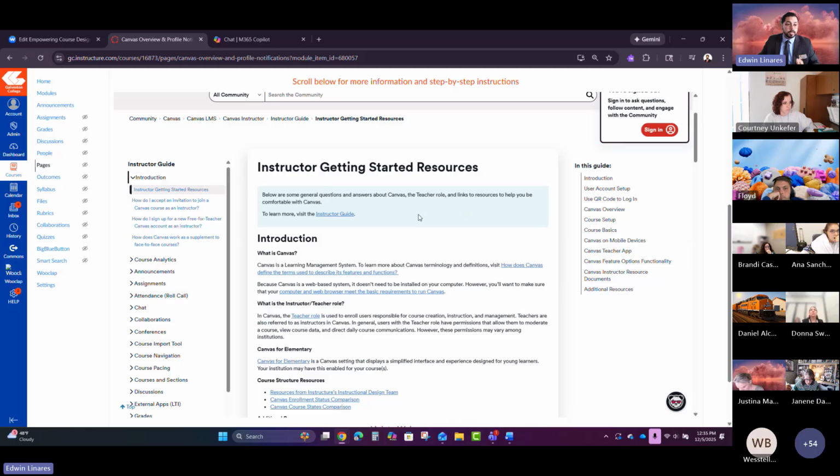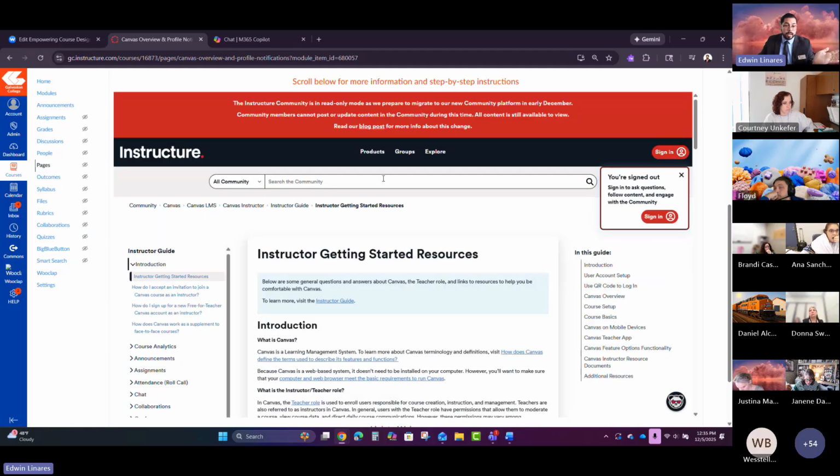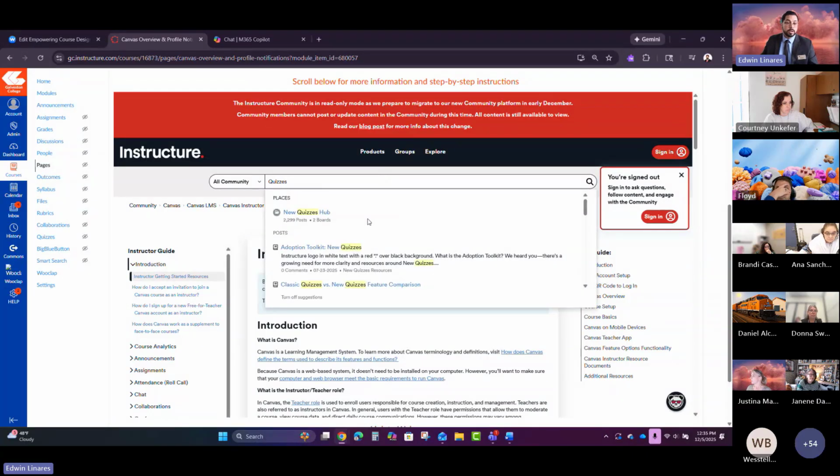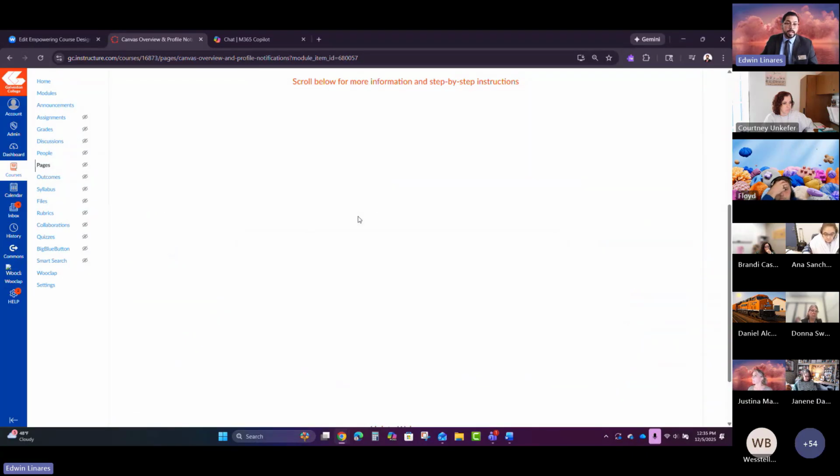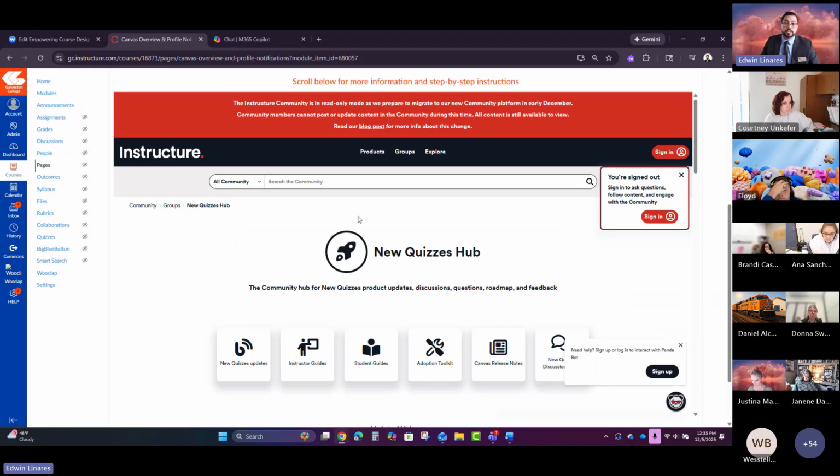If you're not really looking to know anything about Canvas essentials, and you're looking for something more direct, such as quizzes. If you're looking to get information about quizzes, you can search it up right there and then, and it'll direct you straight to that web page. So you don't have to leave from this page to Instructure.